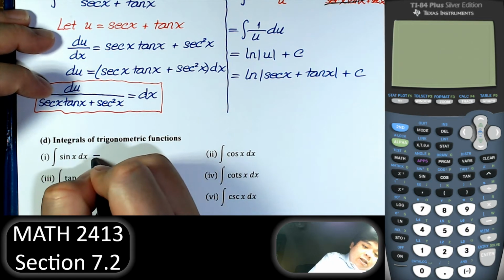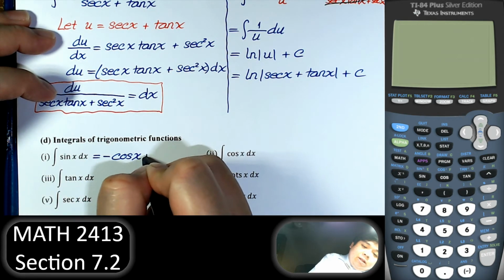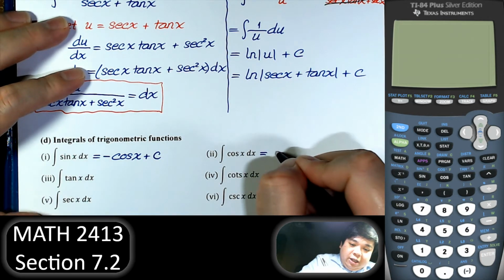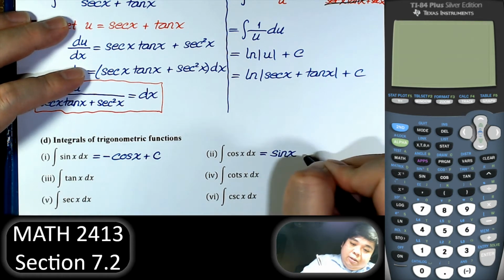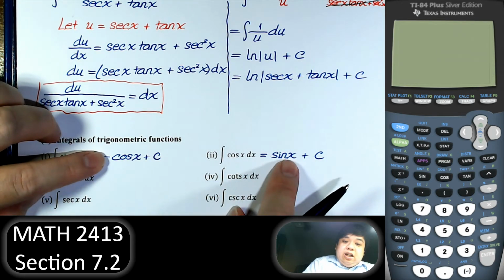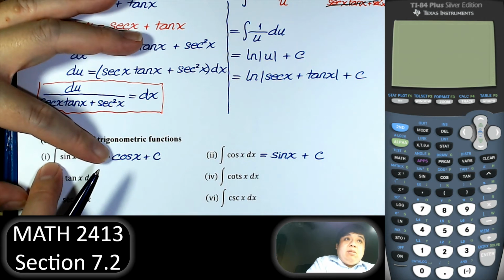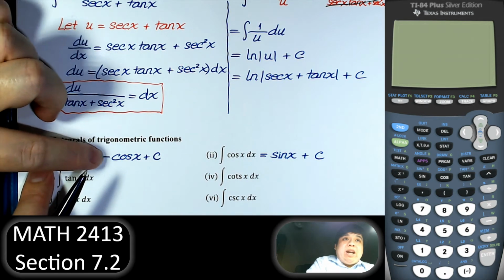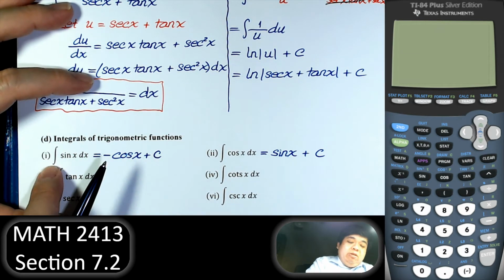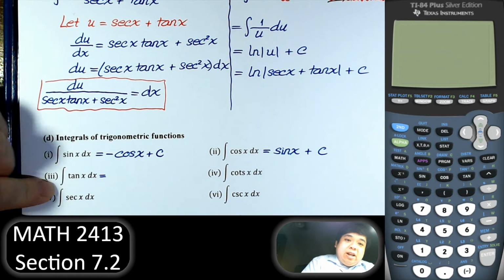Integral of sin x is negative cosine x plus c. Integral of cosine is sine x plus c. This is easy. We can always check: derivative of sine is cosine, derivative of cosine is negative sine. So to get rid of that negative, we put an extra negative there. Right, because we can always take the derivative to check it. Integral of tangent, we have that.